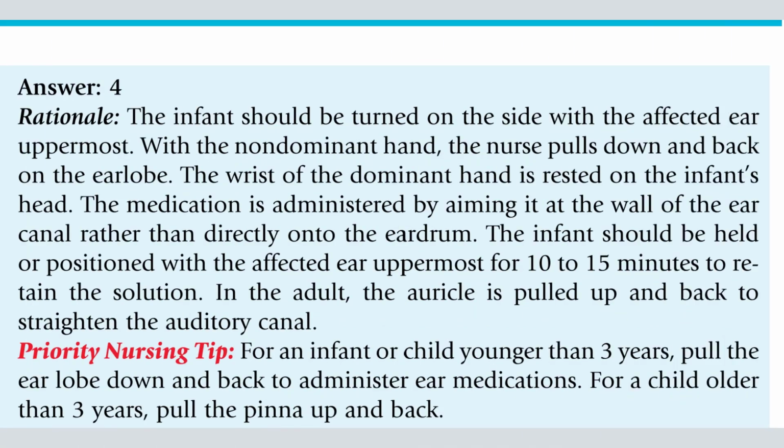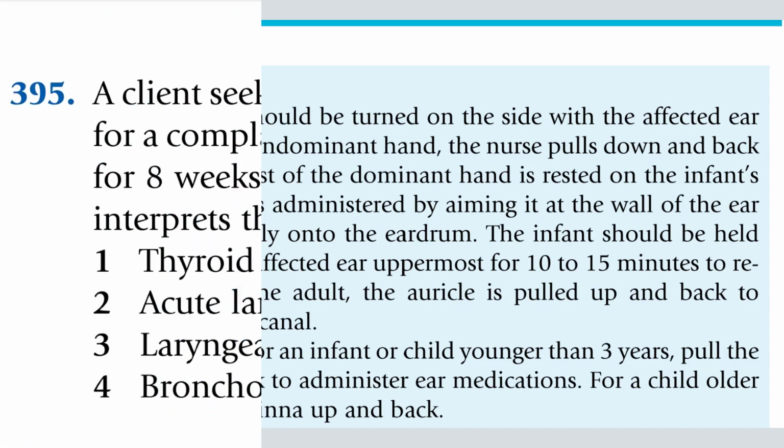Answer: 4. Rationale: the infant should be turned on the side with the affected ear uppermost. With the non-dominant hand, the nurse pulls down and back on the earlobe. The wrist of the dominant hand is rested on the infant's head. The medication is administered by aiming it at the wall of the ear canal rather than directly onto the eardrum. The infant should be held or positioned with the affected ear uppermost for 10 to 15 minutes to retain the solution. In the adult, the auricle is pulled up and back to straighten the auditory canal.